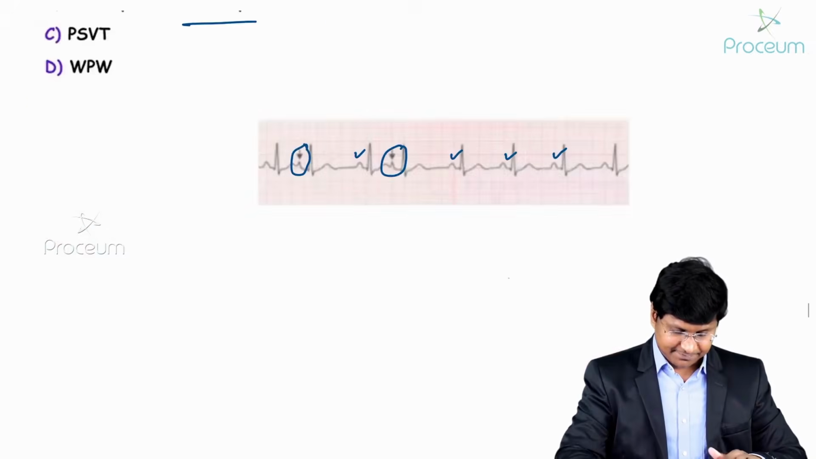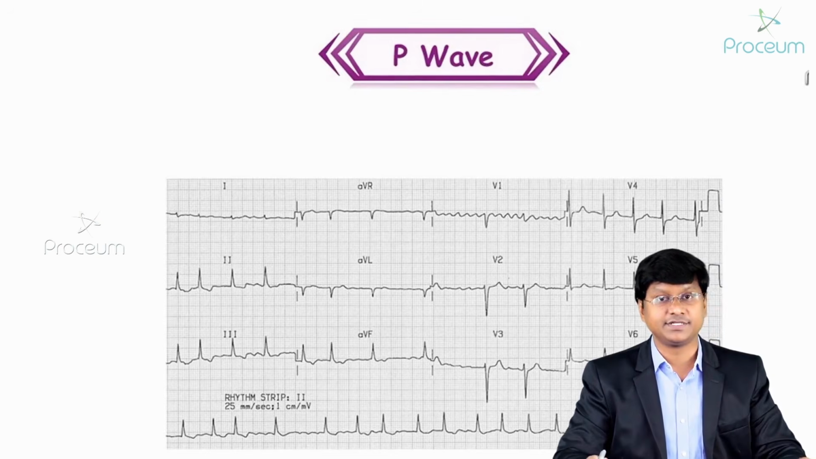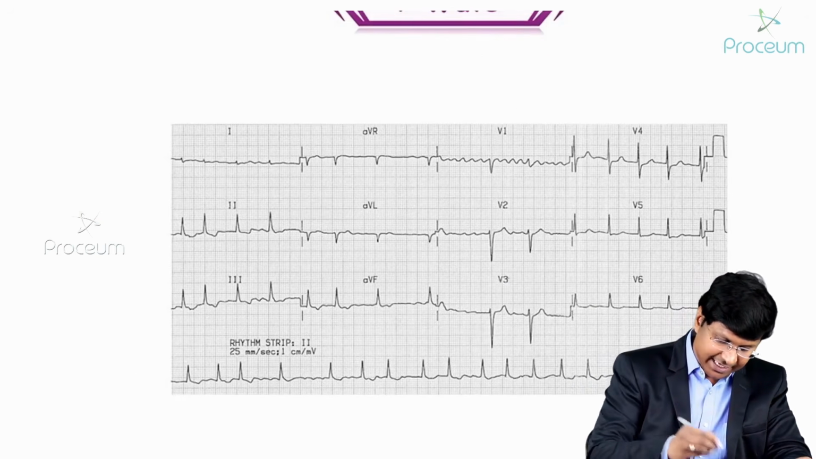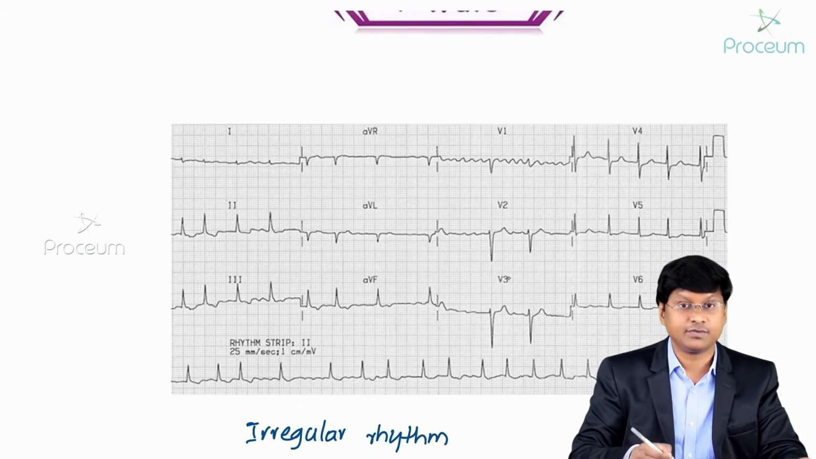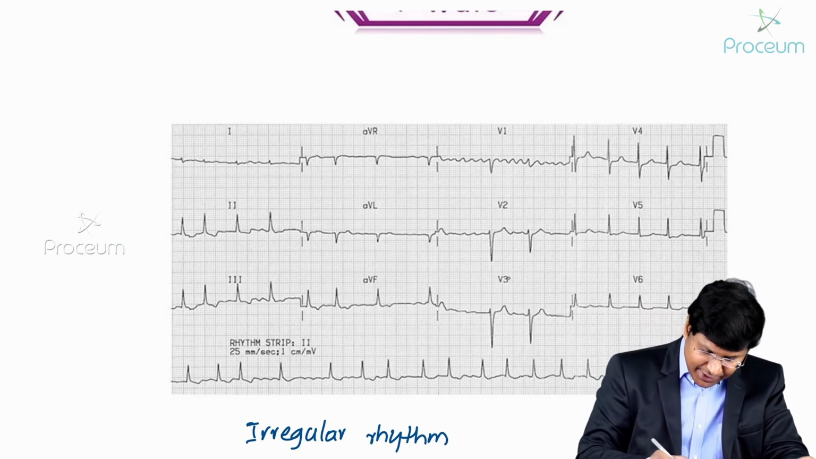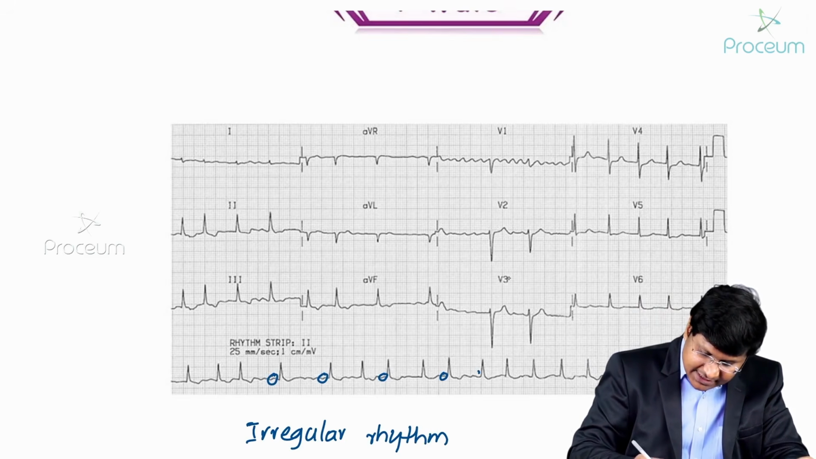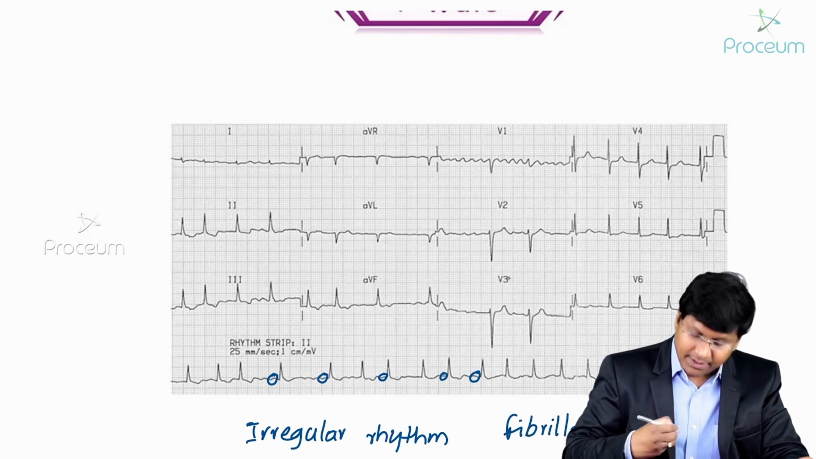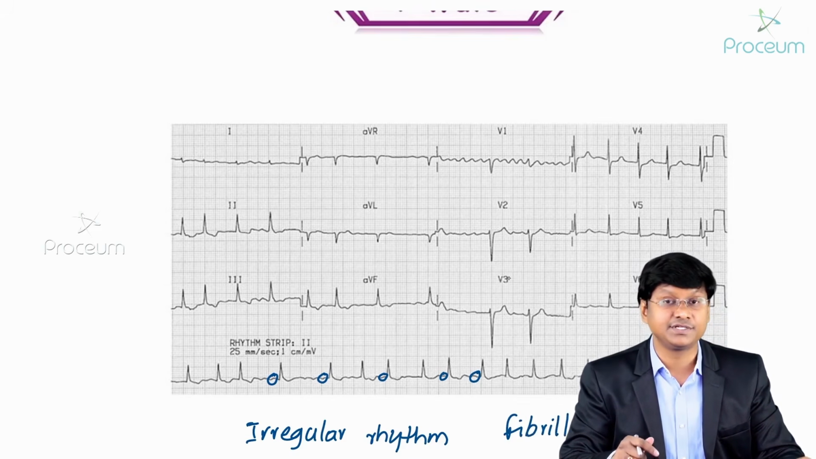Now, you take the atrial fibrillation. This is the ECG of the atrial fibrillation. In atrial fibrillation, number one, you will have irregular rhythm. If you see there, the rhythm is irregular, because you have variable RR interval. And you don't have the P wave. This is not your P wave. What are these waves called? These are called the fibrillatory waves. So this is the ECG of the atrial fibrillation.